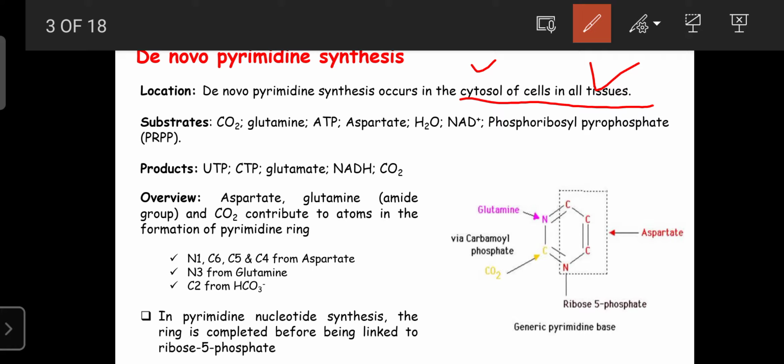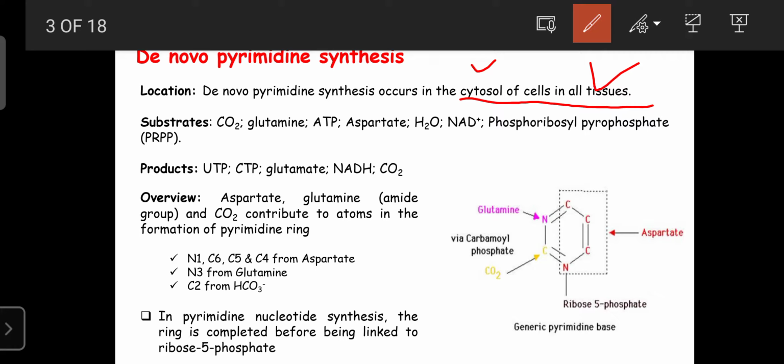Regarding the substrates for pyrimidine synthesis: carbon dioxide is required, and it donates the carbon atom. When it reacts with water, it forms bicarbonate, so they can donate their own carbon atoms. Then glutamine mainly donates the amino or amido groups. Then ATP supplies the phosphate. Aspartate is also required, along with water, NAD, and phosphoribosyl pyrophosphate, that is PRPP. So these are the substrates.